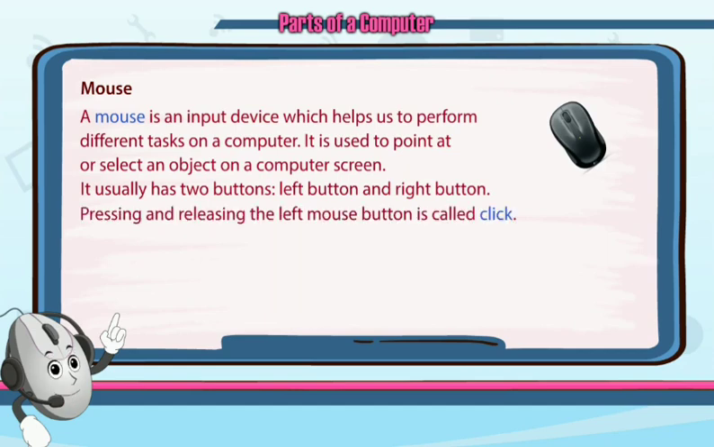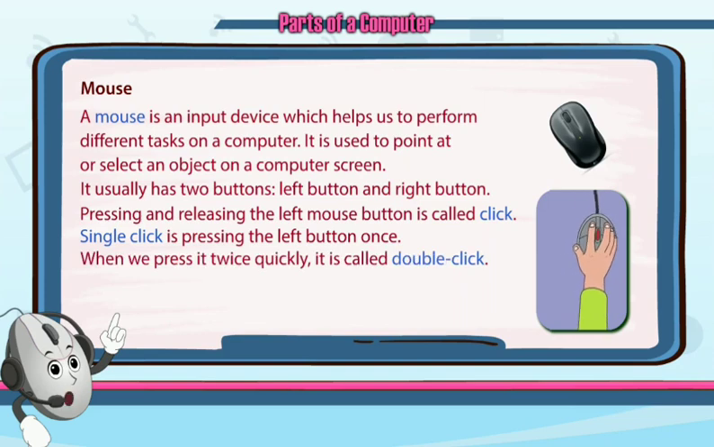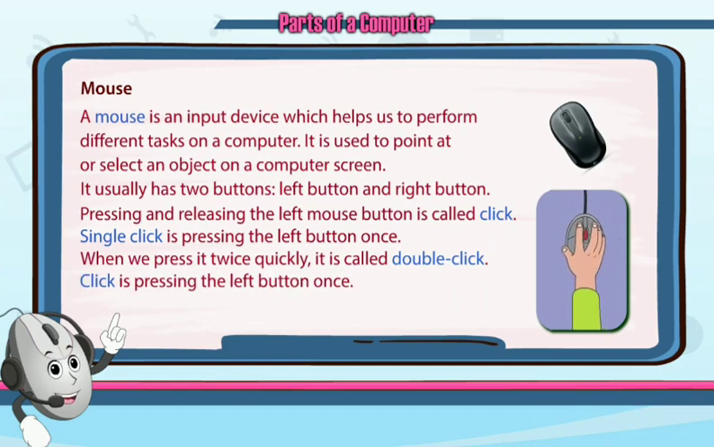Pressing and releasing the left button of the mouse is called click. Single click is pressing the left button once. But when we press the left button twice quickly, it is called double click.